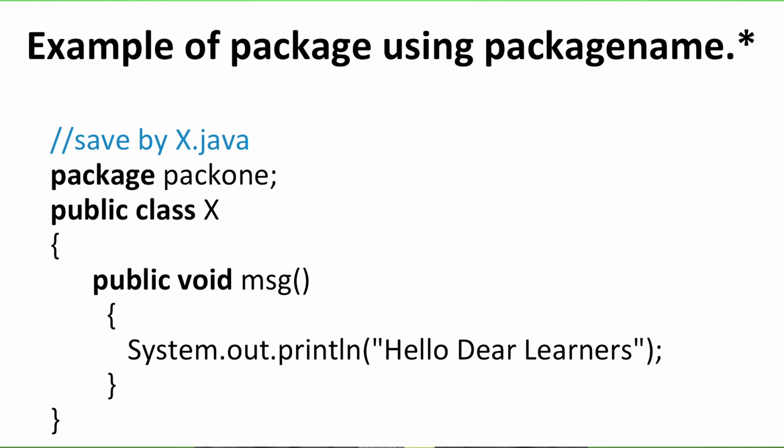It is simply obvious. Package pack1. So pack1 is the package 1 which we are identifying. The scenario is that pack1 is package 1, pack2 is package 2. So package pack1, we are just declaring it, then public class x, public void message. Here we have a message in the class x, which returns the output hello dear learners. So we are providing the command System.out.println hello dear learners. Now coming to the second scenario.